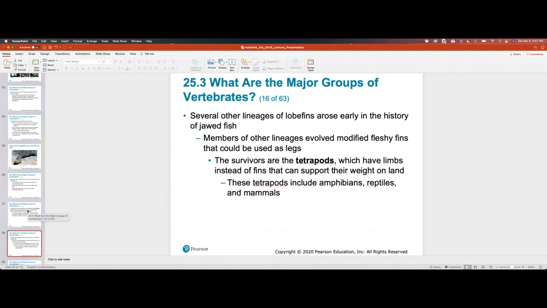And some of these fleshy fins could be modified to be used as legs. And really, what evolved out of that would be tetrapods, which have true limbs instead of fins that can support weight on land. So that's going to include amphibians, reptiles, and mammals.